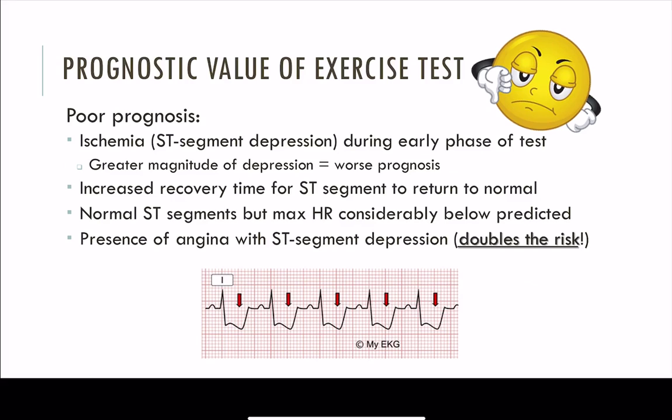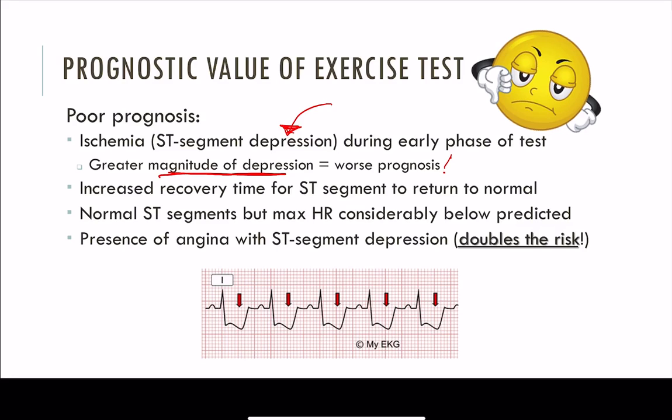So this is a wordy slide. I don't like reading slides to you, but I wanted to make sure this was in your notes. These are really the criteria that dictate a poor prognosis if someone did an exercise test. Remember, they're increasing the exercise demand or the myocardial oxygen demand. If they induce ischemia during an early phase of the test, that's a very poor prognosis. So on the EKG, you see evidence of ST segment depression in one of the earlier phases. The greater the magnitude of the depression, the worse the prognosis.